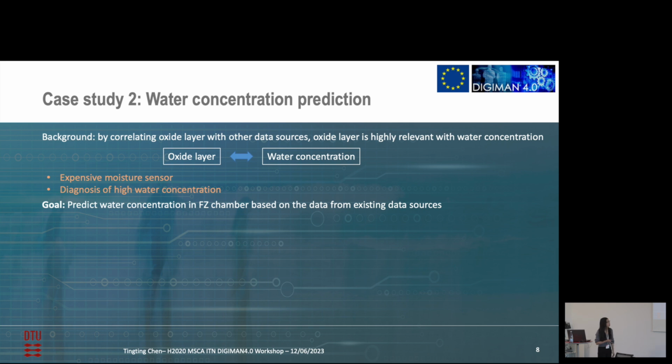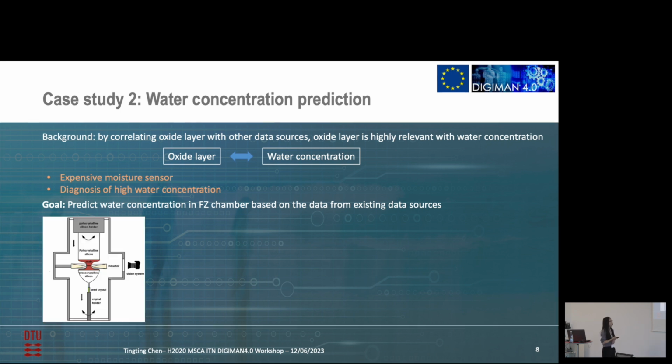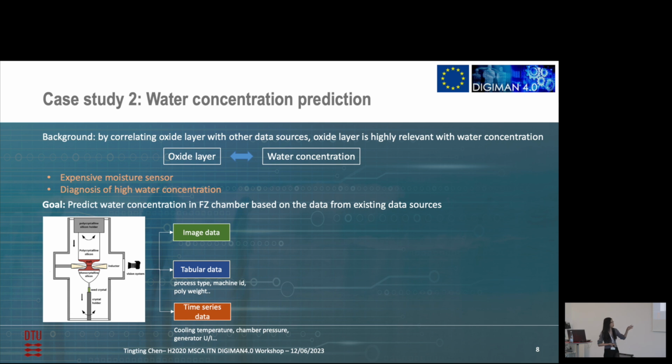So here comes the second case study, and the goal is to predict the water concentration within the chamber based on the existing data from more accessible sensors. And here we utilize three different types of data. For example, the image data from the vision system, and the tabular data, which records the process type and machine ID, and also some material data.